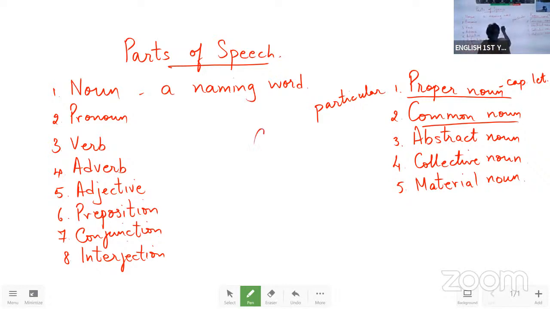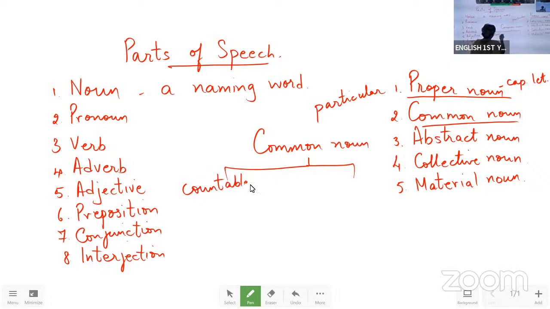Common nouns are divided into 2. One is countable and the other is uncountable.